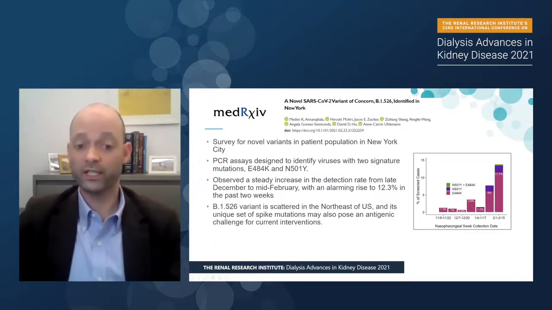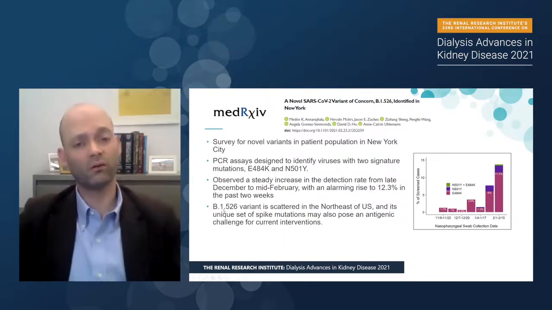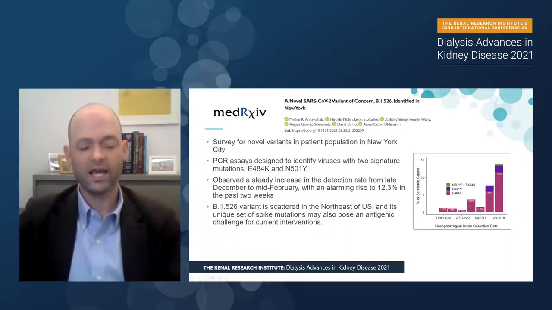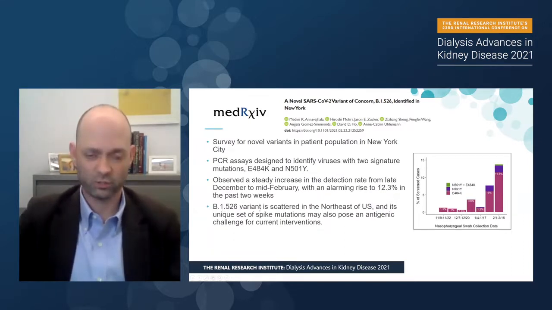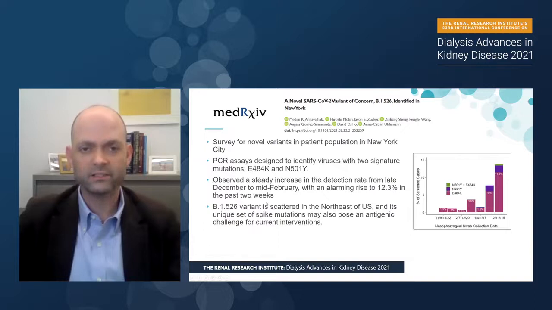So what's concerning is that this has some of the similar mutations to the South African variant, and perhaps might be less susceptible both to the monoclonal antibodies, but also to the vaccines. And now it seems to have spread throughout the Northeast as well. So we don't have a lot of data on this. I think we'll be watching this very carefully in the next months.